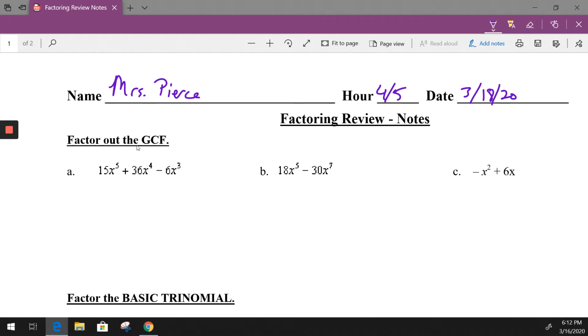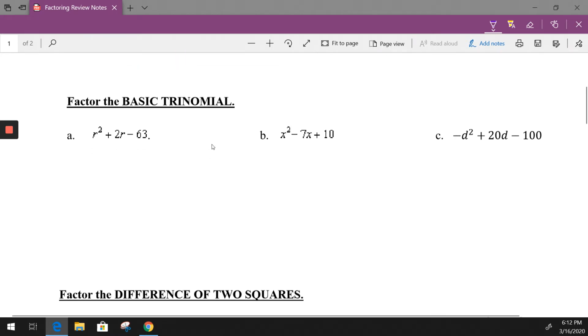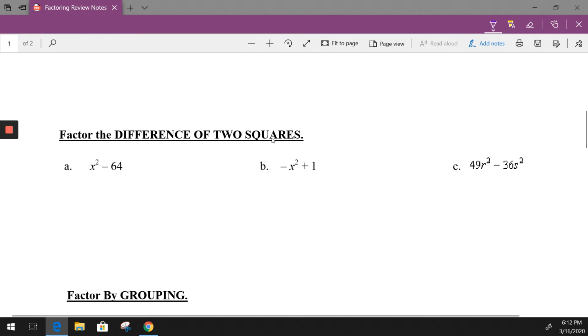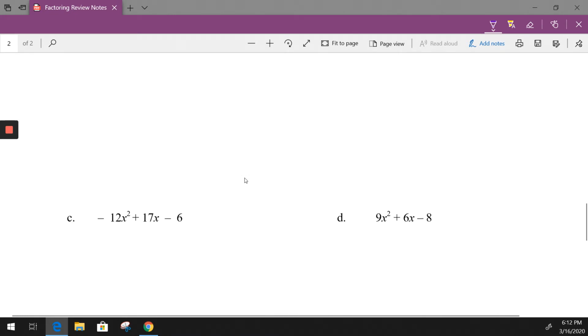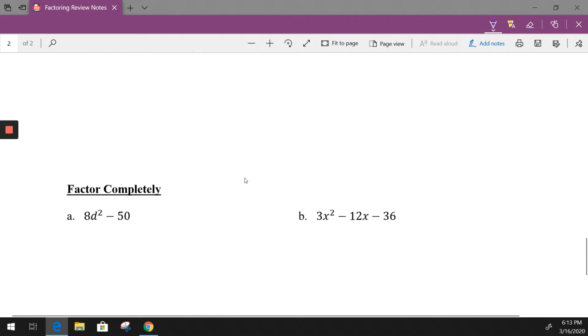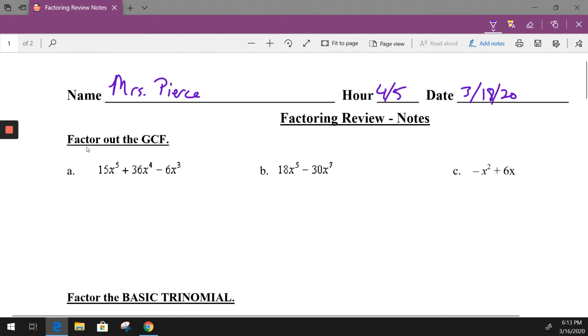reviewing factoring. There are 6 different types of factoring that we cover from Integrated 2A. Factoring out the greatest common factor is one of them. Factoring out a basic trinomial, factoring the difference of 2 squares, factoring by grouping, and the AC method. So we've got lots of examples there. We're going to start out with the greatest common factor.